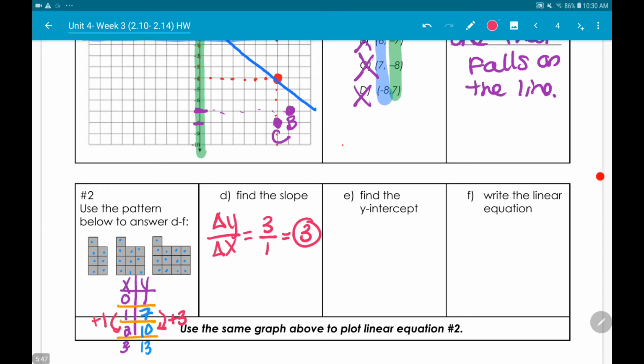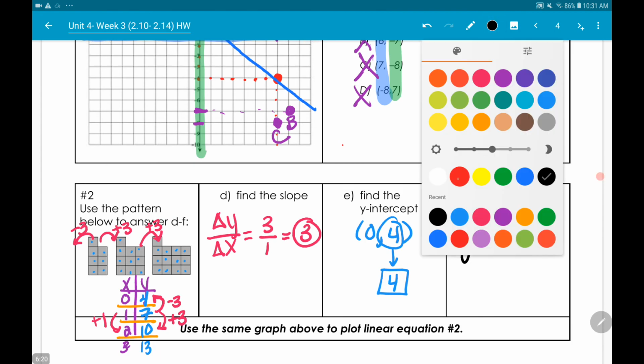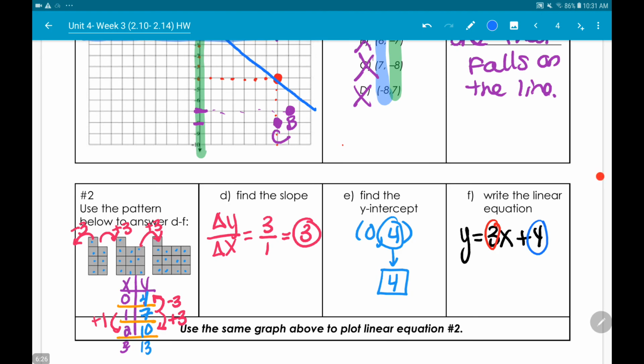So to find my y-intercept, I need to go backwards. So if this was plus 3 to go forward, to go backwards, I do my opposite, which would be minus 3. So 7 minus 3 is 4. So my y-intercept is 0, 4, which means 4 is my y-intercept. I write my equation, y equals 3x plus 4. Remember, slope first, then y-intercept.